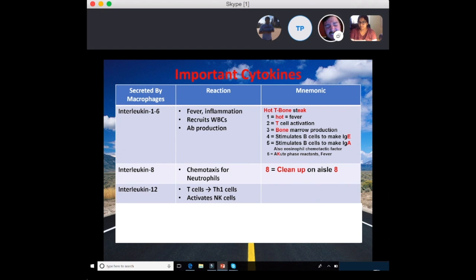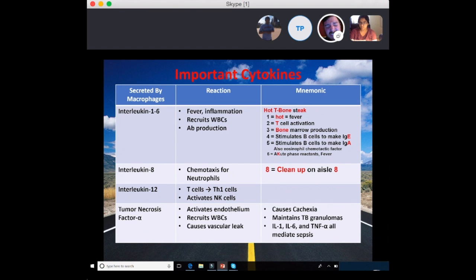So now we've got IL-12, and this interleukin helps to differentiate T cells into T helper 1 cells. So this is what happens in the thymic medulla. Once it's from the medulla into the peripheral tissues, it gets exposed to IL-12, and it'll differentiate from just a general T cell into T helper 1 cells. But it also is important in activating natural killer cells.